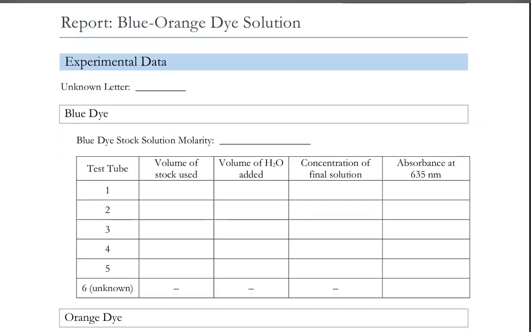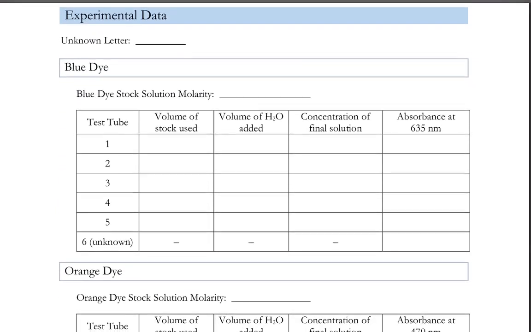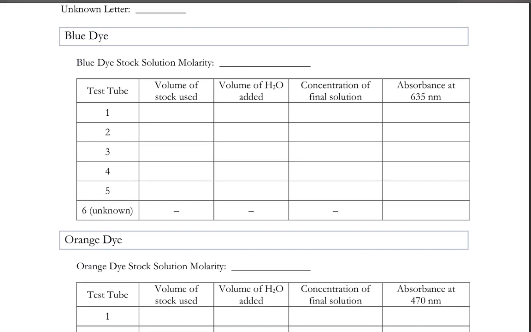And for the blue dye, for the orange dye, we are told to basically copy those volumes that are in that table, so the 2, 4, 6, 8, 10, and the amount of water added. And then we are told to calculate the concentration of the final solution. We will need that because as soon as we collect the absorbance data for those 5 dilutions, we will go to a computer and use Logger Pro and generate the calibration graph. Well, the calibration graph is absorbance on the y-axis versus concentration on the x-axis. So we will have to have those concentrations.